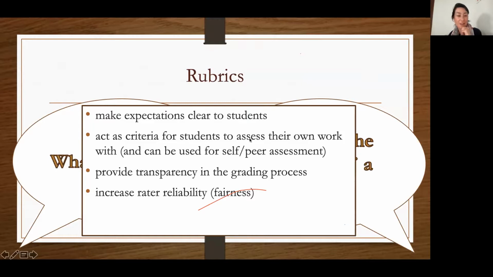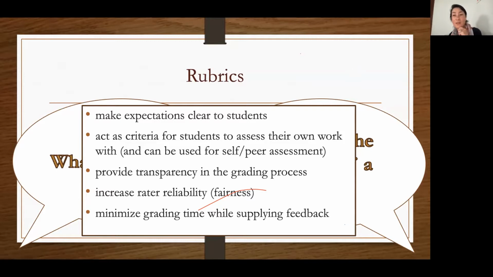It makes scoring faster and easier. I think I was going to put that. Yes, it minimizes grading time. Helps students on self-assessment and reflecting. Yes, it does. Very good. And one way to promote competency, skills, and values.